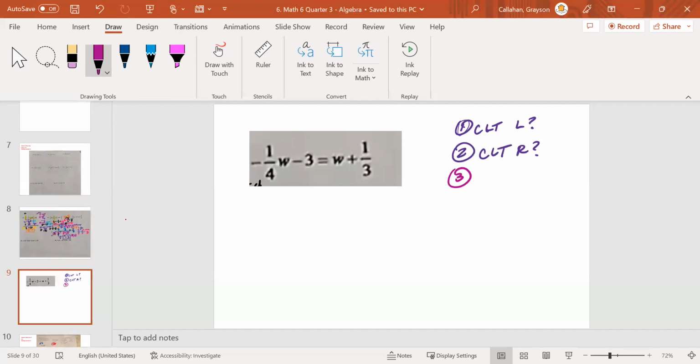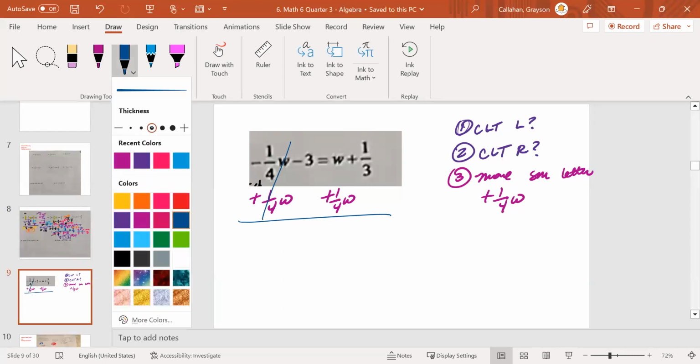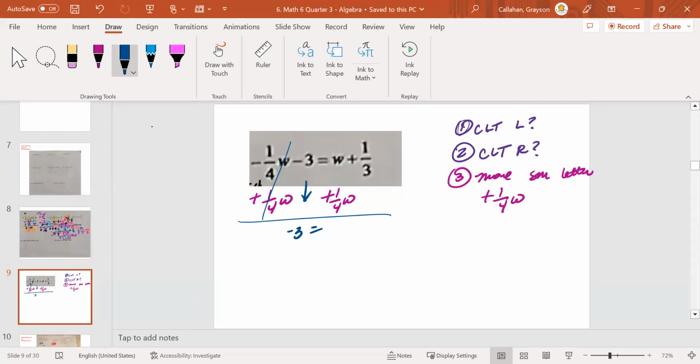For step 3, you always want to move the smallest letter or the variable. So in this case, it's the negative 1 over 4w. Opposite of a negative is a positive. So I'm going to add 1 over 4w on the left side. And we're going to add 1 over 4w on the right side. And notice how I put it under the w because we're combining the letters. When you do that, that part cancels. You bring down the negative 3.